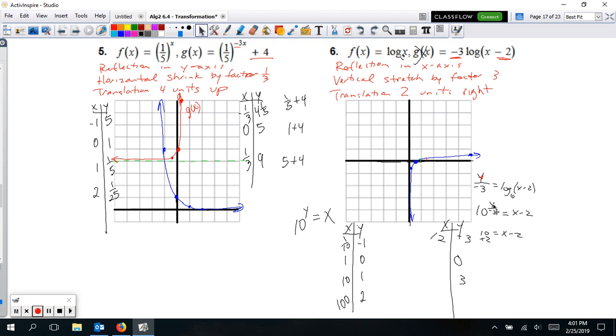When I put 0 in here, 0 over negative 3 is just going to be 0. And so 10 to the 0 power would be 1. And so now we're going to see 1 equals x minus 2. Add 2, that's going to give us 3. 3 comma 0 is another point.